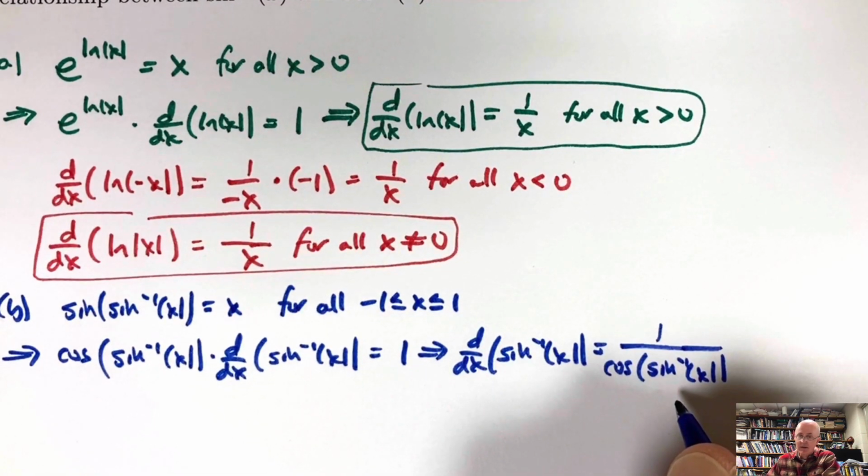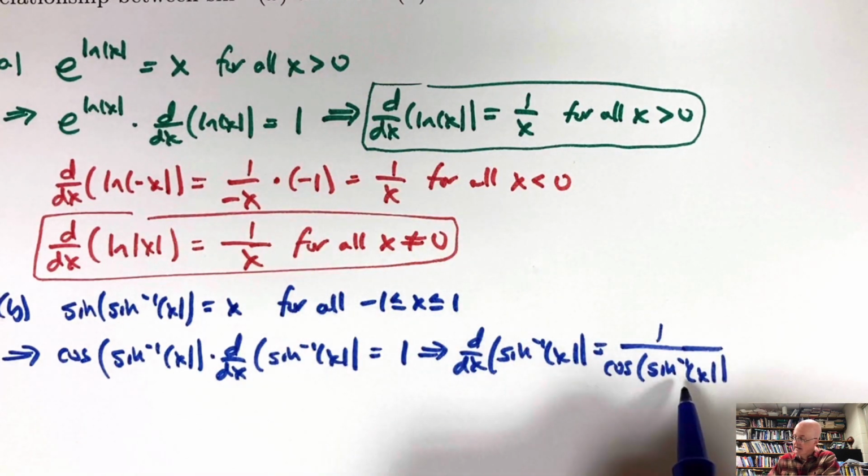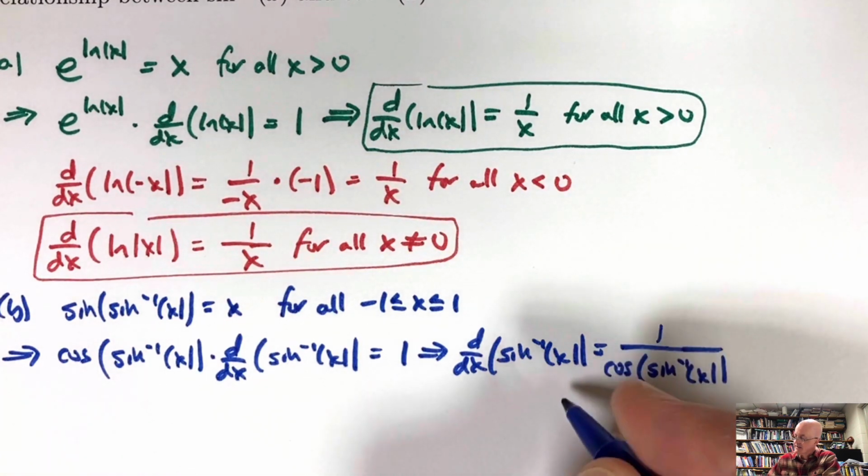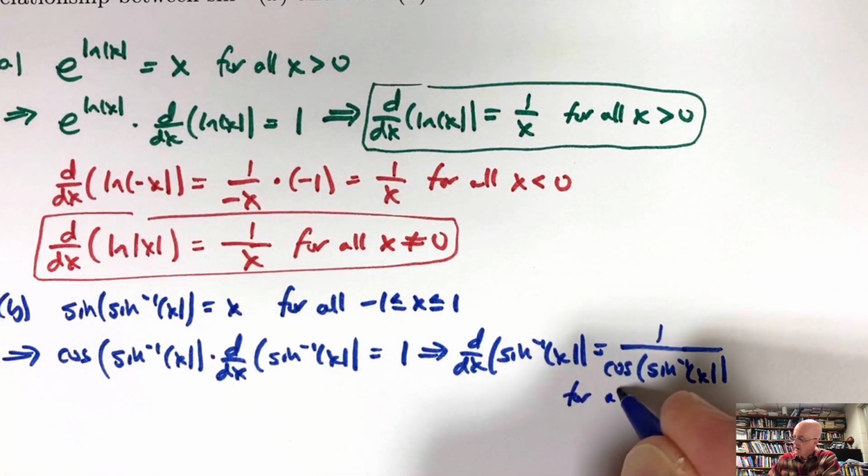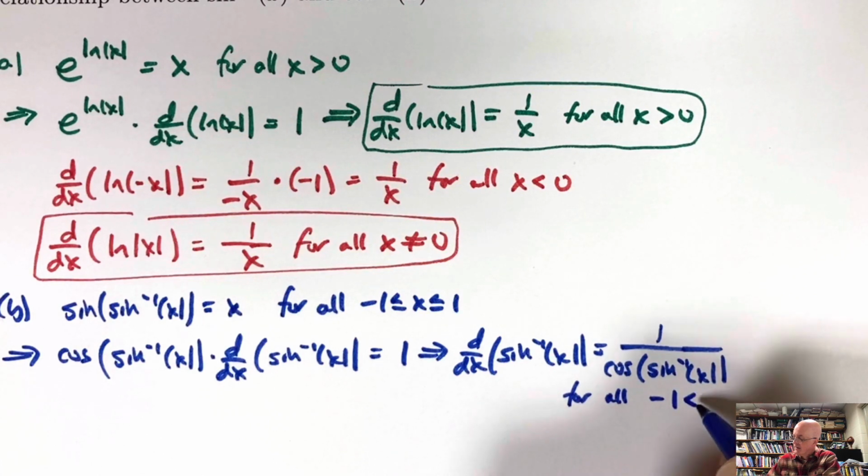And you can see here that you can't include the endpoints if you're careful in thinking about this. If you plug in x equals plus or minus 1 here, inverse sine of 1 is pi over 2. Inverse sine of -1 is negative pi over 2. Cosine of pi over 2 or negative pi over 2 is 0. We would be dividing by 0 at the endpoints. This is for all x between -1 and 1, but not equal to 1.